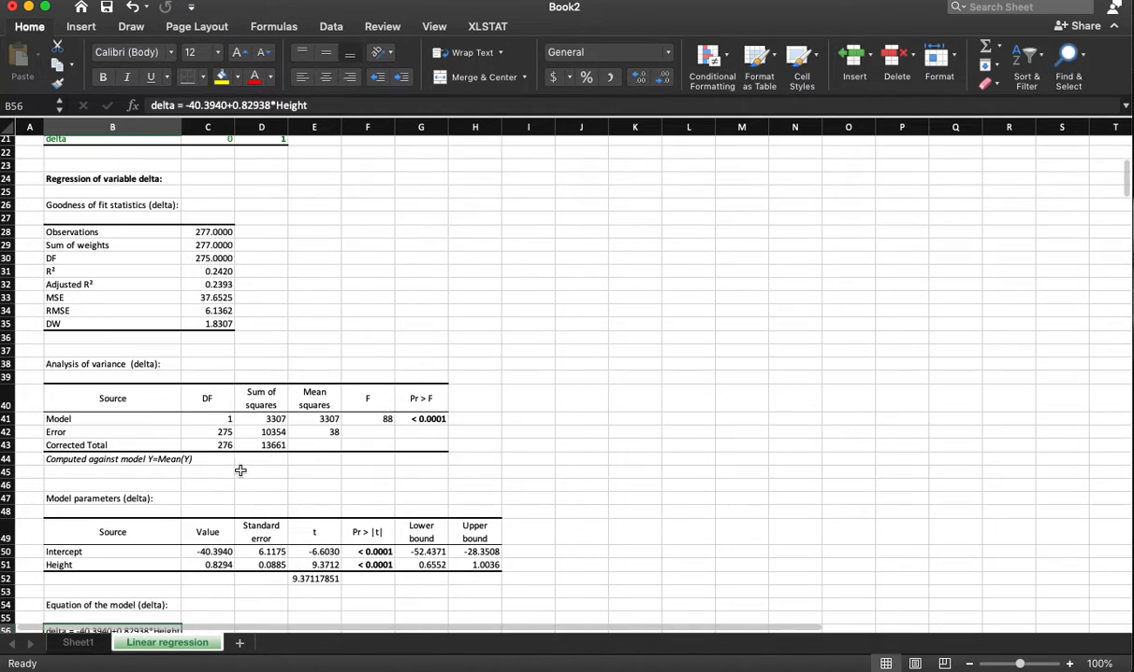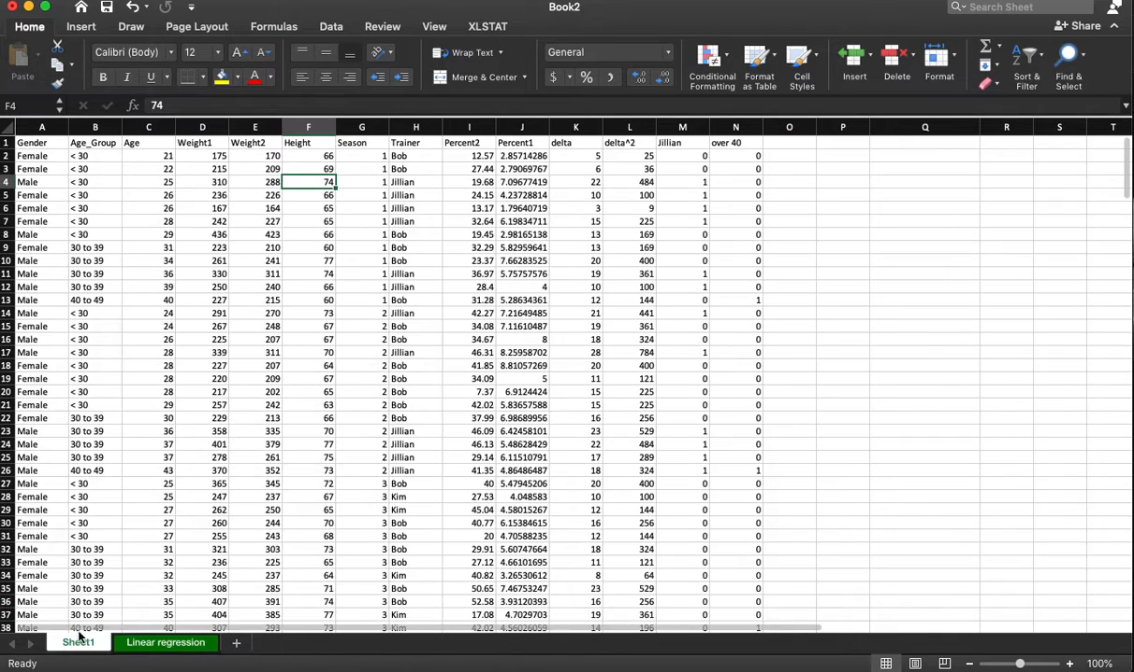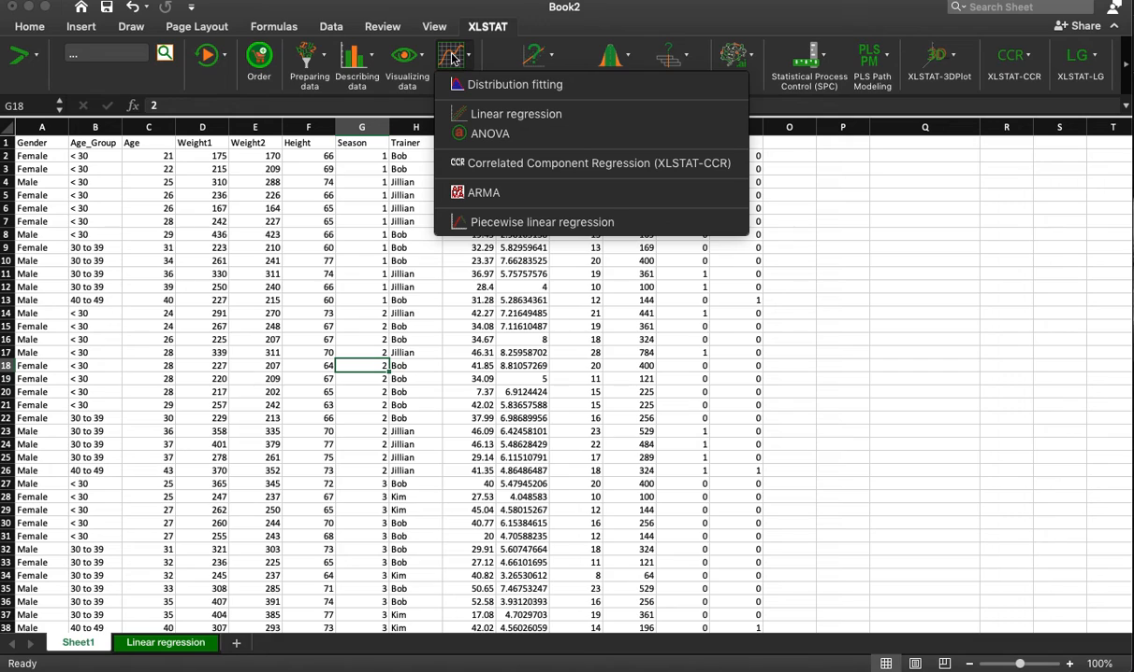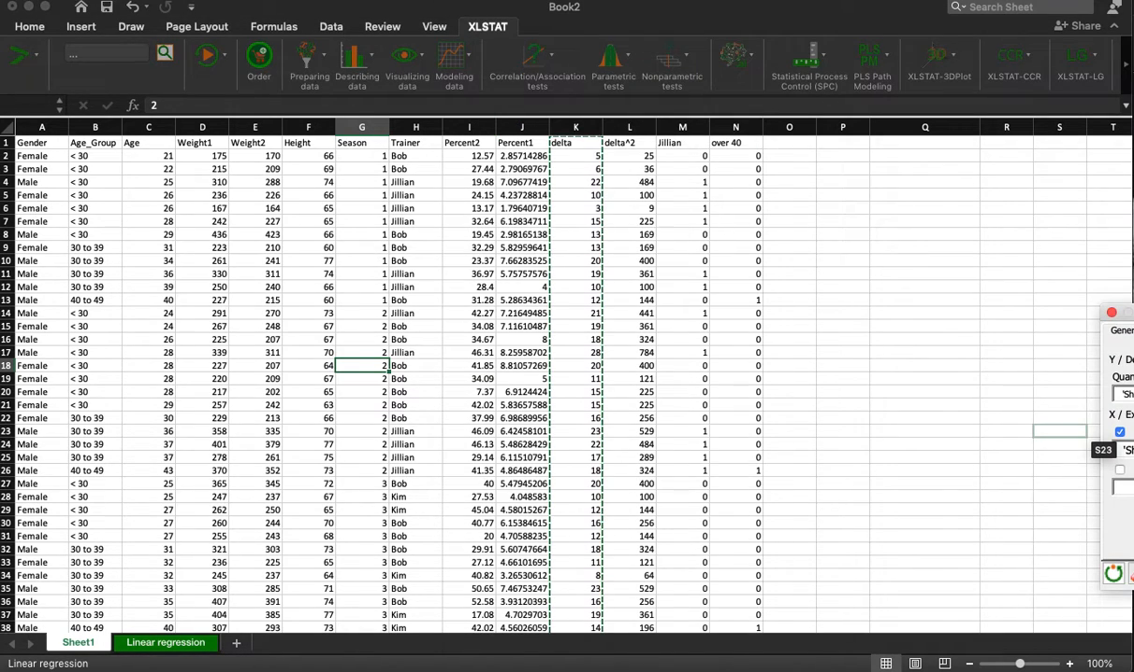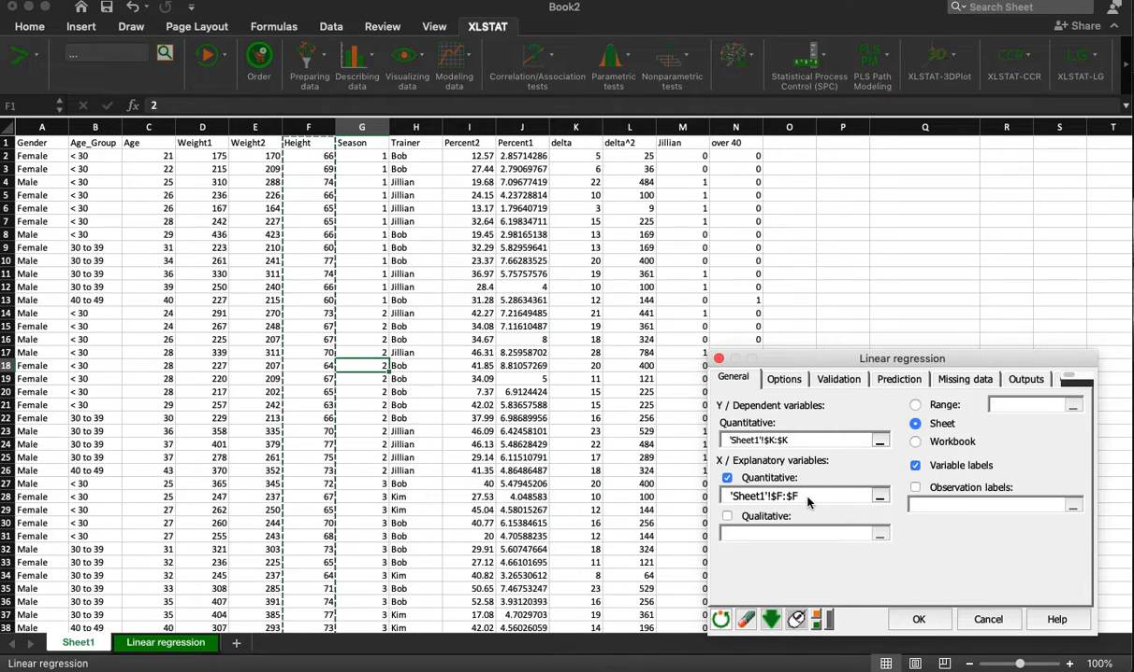All right. Let's see if we can do slightly better by adding an additional variable. I'm going to go back to XLSTAT, linear regression. And this time, in addition to my qualitative variable of F, I'm going to hold down Command on a Mac and add Jillian and over 40.